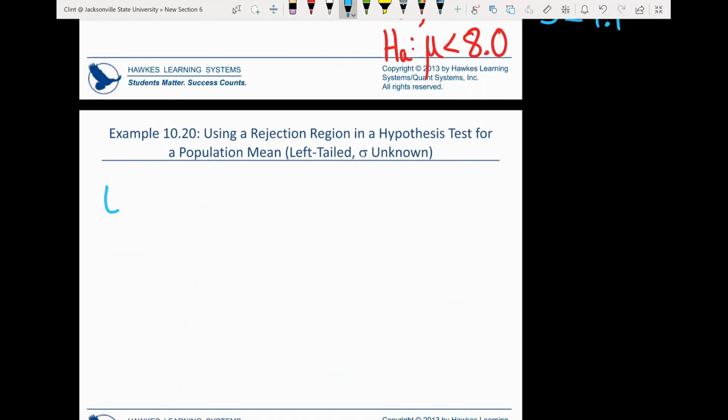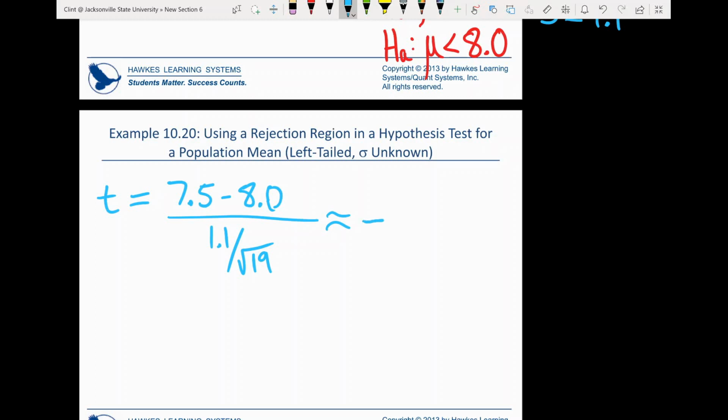Okay, so to get our t-test statistic, 7.5 minus 8 over, what was it, 1.1 over the square root of 19. And since we're dealing with t's and on our t-table we have 3 decimal places, we can round this to 3 decimal places. So our t-test statistic, negative 1.981. Okay.